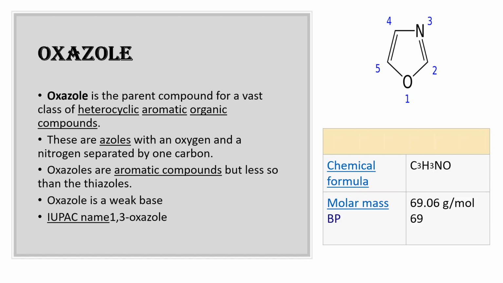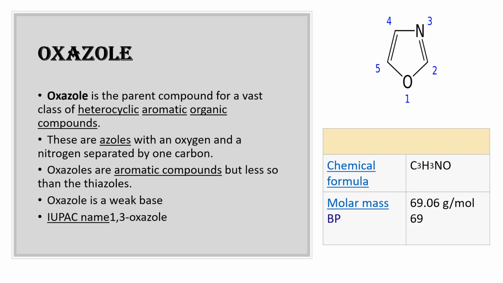Oxazole is a 5-membered ring containing an oxygen and nitrogen at 1 and 3. Oxygen is at 1 because it has got first priority, and nitrogen at the third position. Your nitrogen and oxygen are separated by a single carbon. That is known as oxazole, because it contains oxygen and nitrogen in the ring.